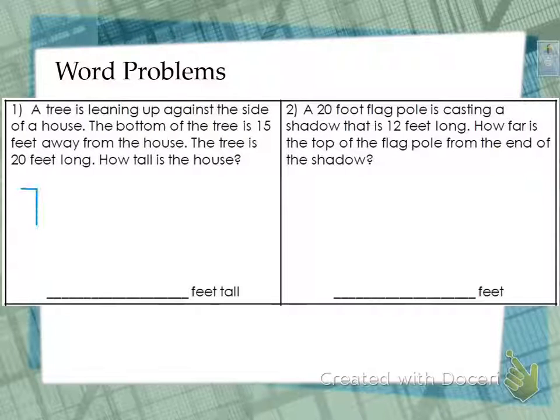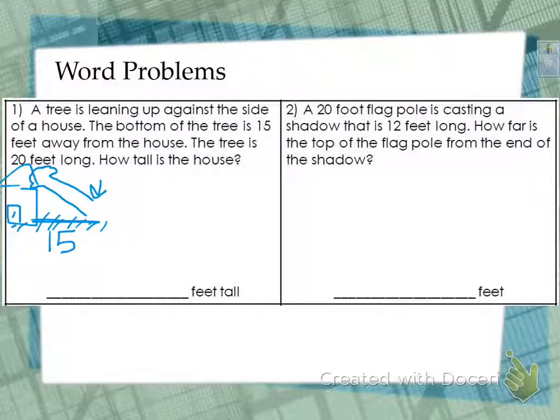So I'm going to start with a house. And it says the tree is leaning on the house. So that makes me think the tree is leaning like this, maybe as if it had fallen over. And here's the ground. It says the bottom of the tree, so the bottom right here, is 15 feet away from the house. So this distance on the bottom is 15. The tree itself is 20 feet long.